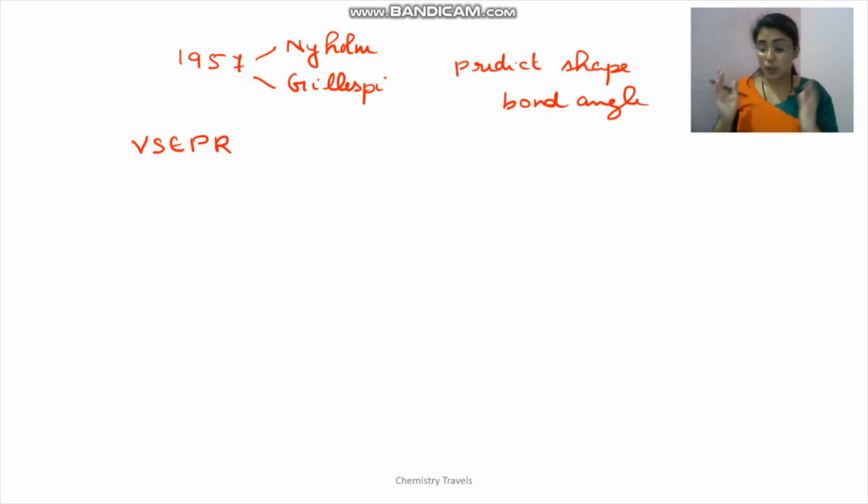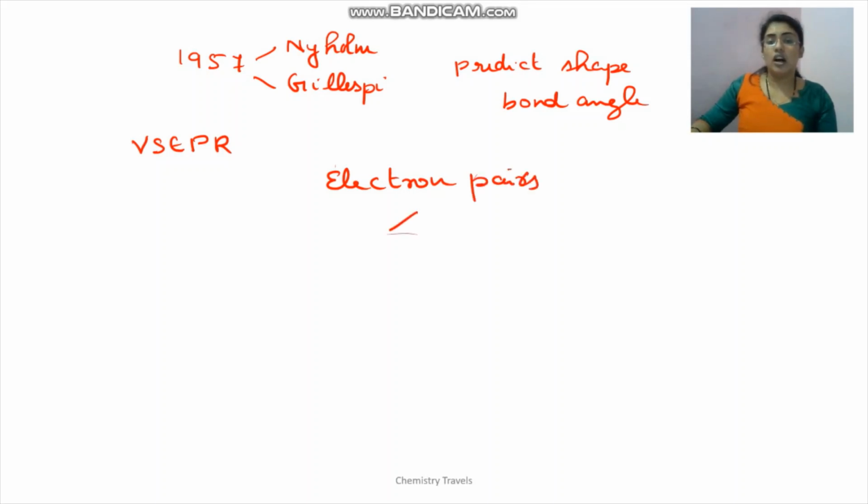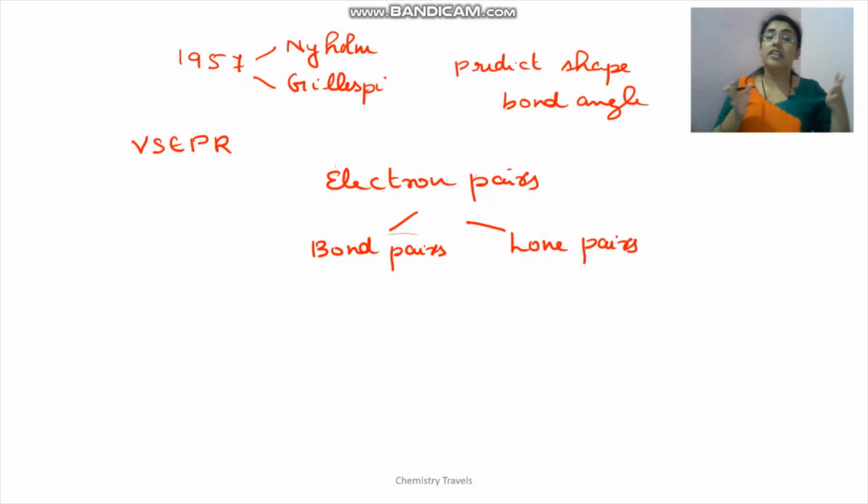The electron pairs can be of two types. One is the bond pairs, and the second type is the lone pairs. These are the two types of electron pairs that we can have. And what are these bond pairs? Bond pairs are those electron pairs which form the bond between the central metal atom and the surrounding atom. And lone pairs are those electrons which are localized on the central metal atom.